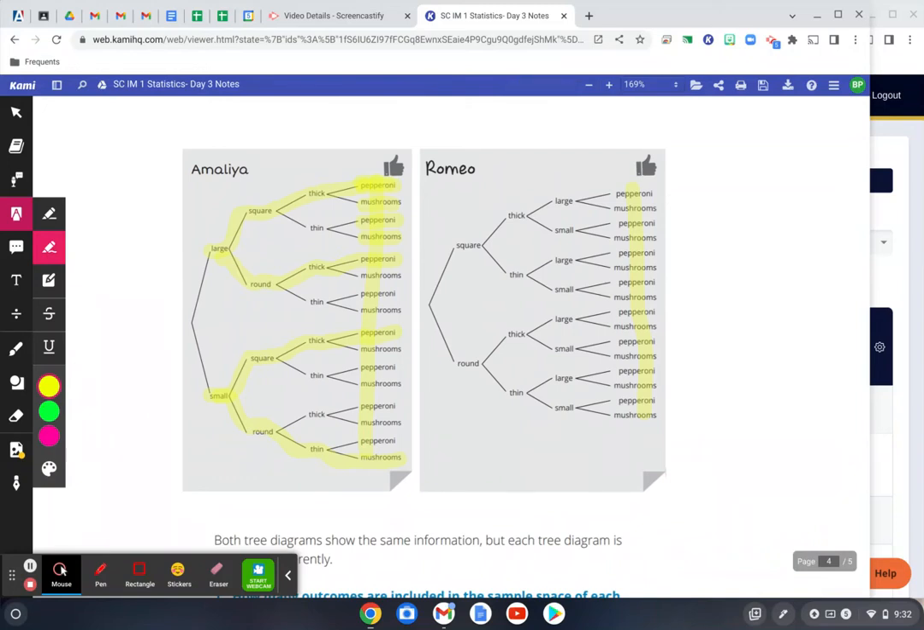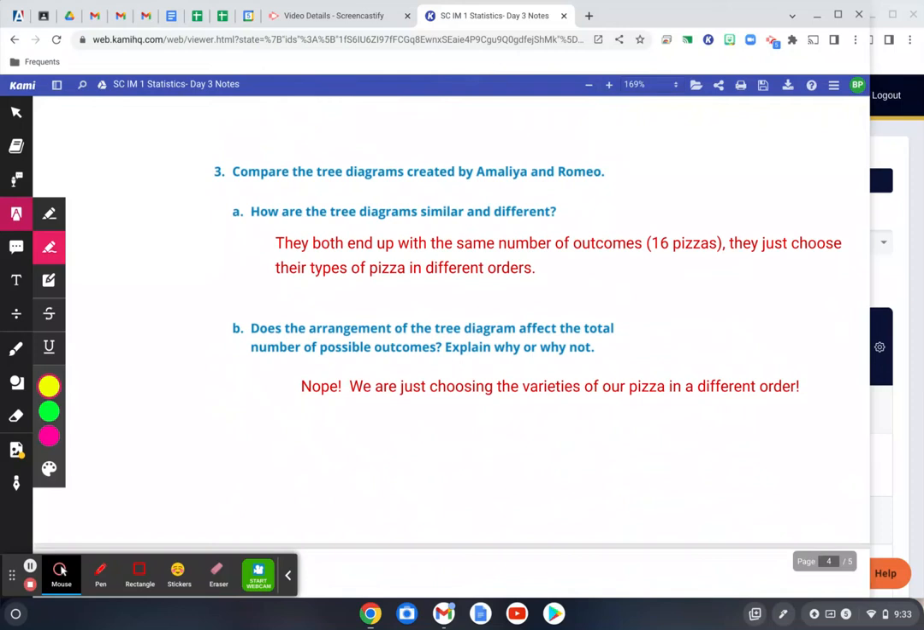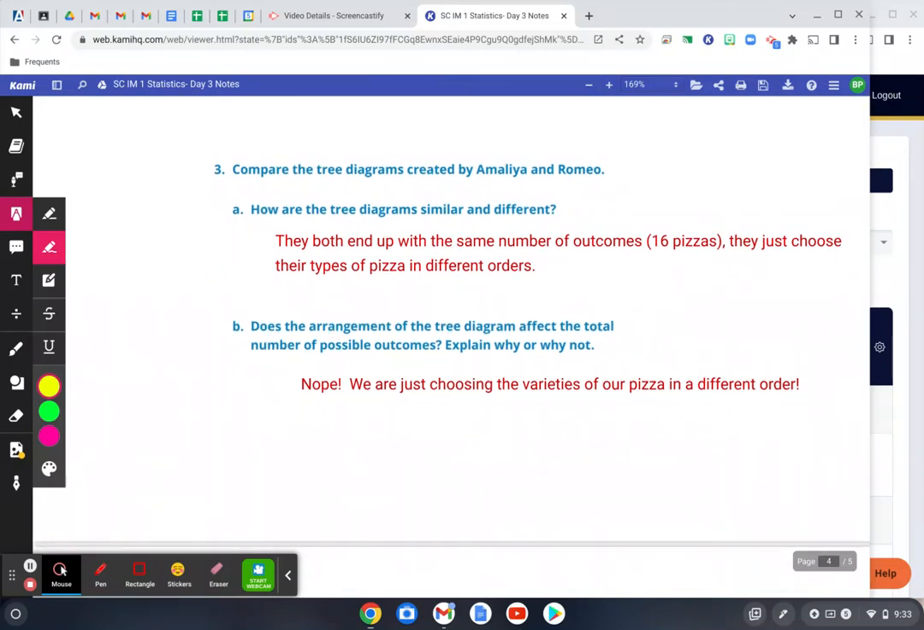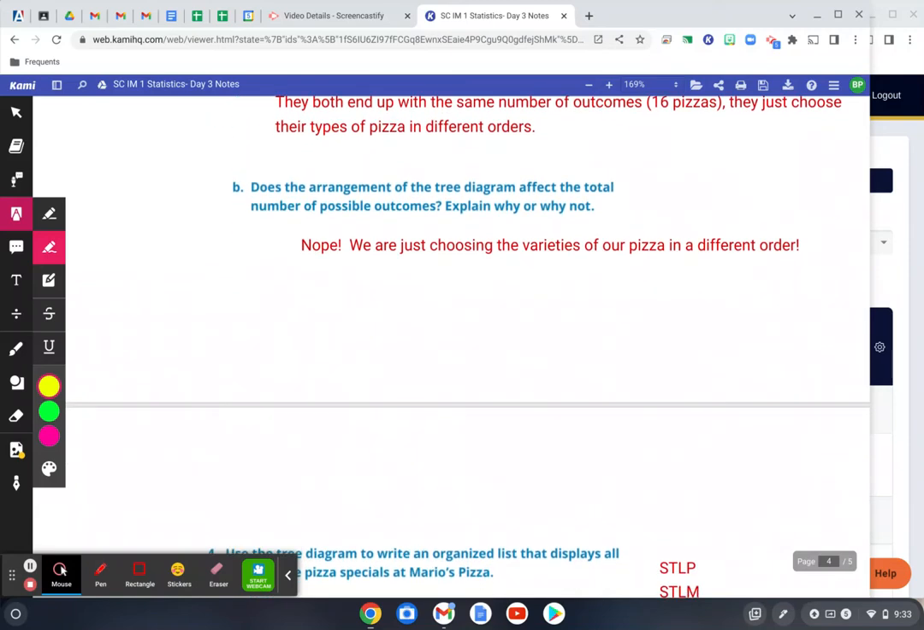They're all mandatory questions. Like Romeo chooses his large or small here, whereas Amalia starts off by answering large or small. Romeo starts off by having you answer either square or round, whereas Amalia, that's the second question she asks, right? So the order of the questions doesn't matter necessarily. They don't, because you're going to end up with the same number of outcomes. So does the arrangement of the tree diagram affect the number of total outcomes? Nope. We are just choosing the different varieties of our pizza in a different order.